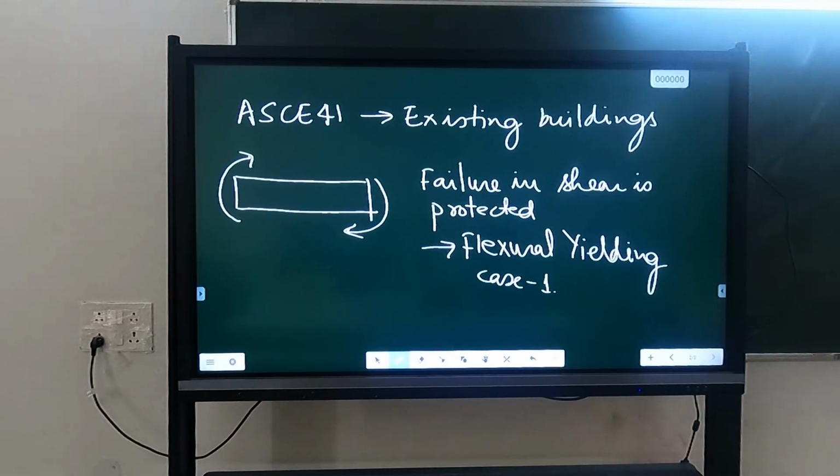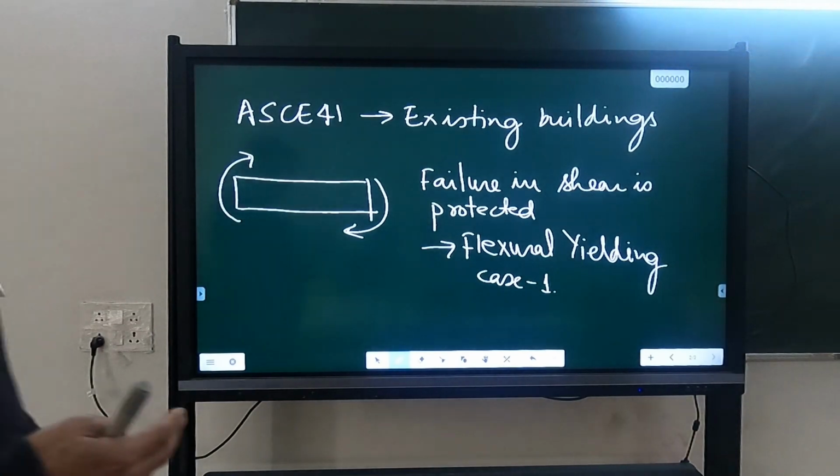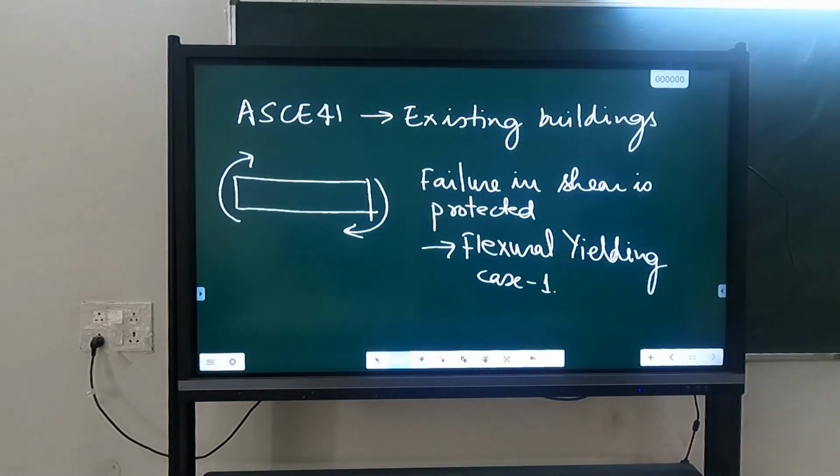In case of a new building, if you are designing, you will not allow shear failure or flexure shear failure. It is desirable that shear capacity should be sufficiently larger than the flexure capacity so that the failure occurs in flexure. And the ductility you obtain, values of A, B you obtain are maximum.